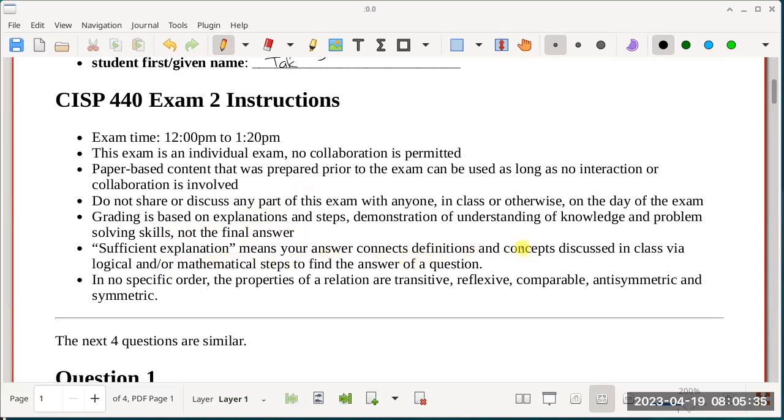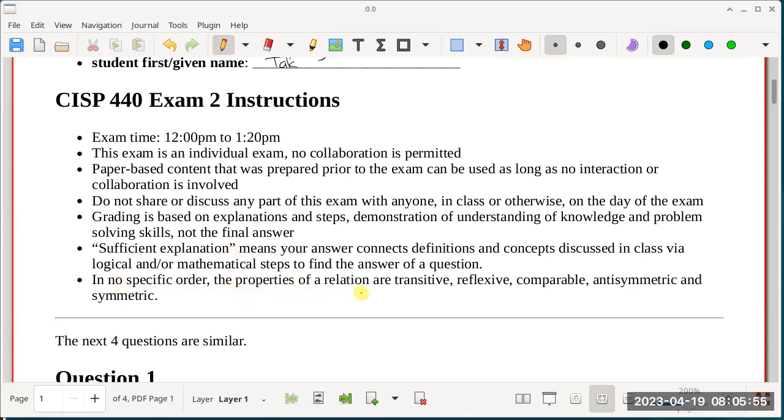So this is why I break the questions into multiple parts, because each part leads to the next part and so on. And so this part here, sufficient explanation, is sort of built into the answer the way it's formatted in this test. In no specific order, this is important.